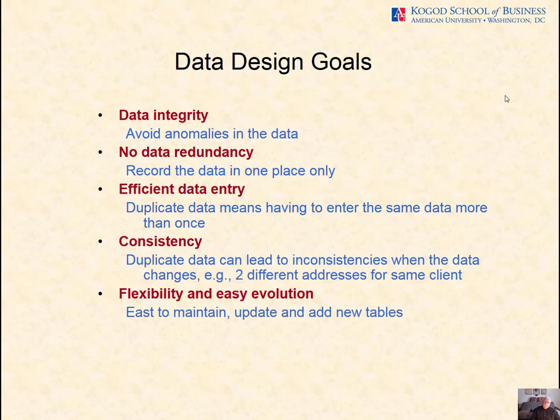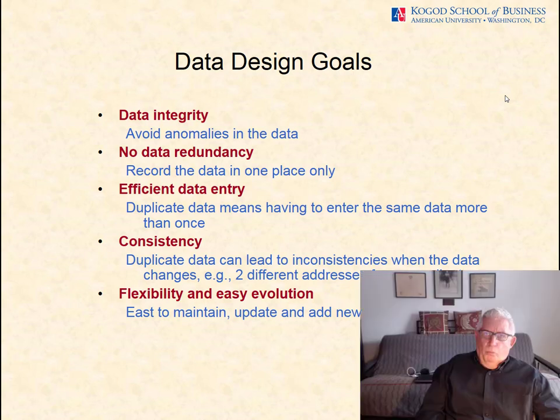Okay, so in the next lecture, we're going to be talking about design goals, and we're going to be talking about primary keys and foreign keys. We're going to be talking about data integrity, which has two types, entity integrity and referential integrity. I will explain this in detail in the next section.